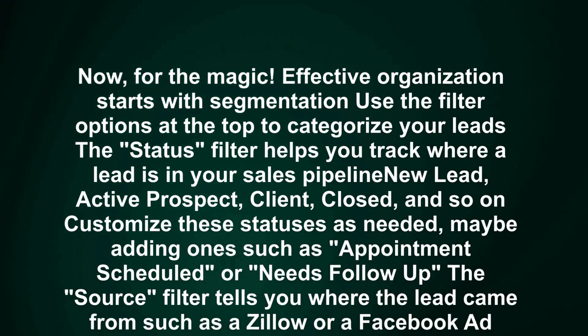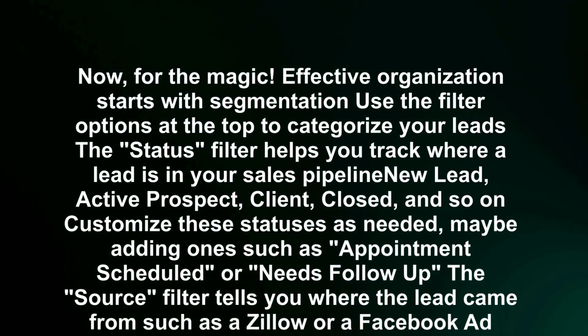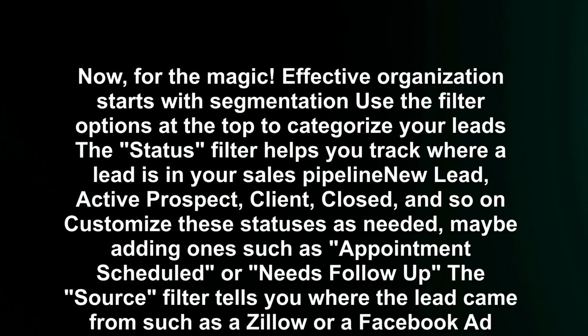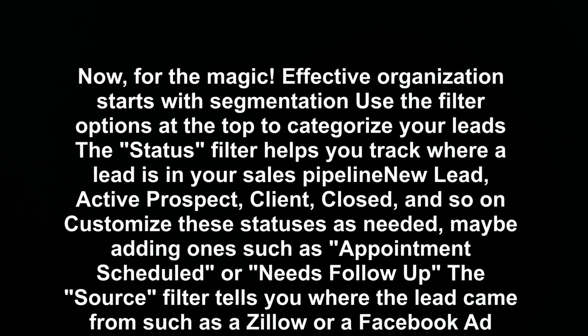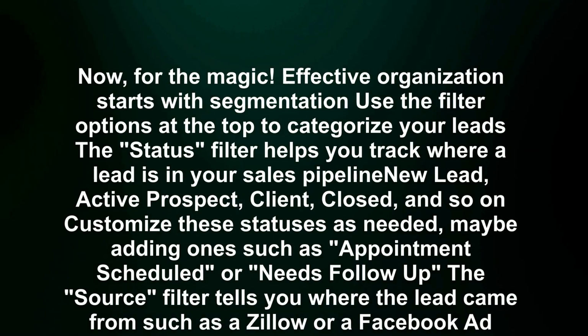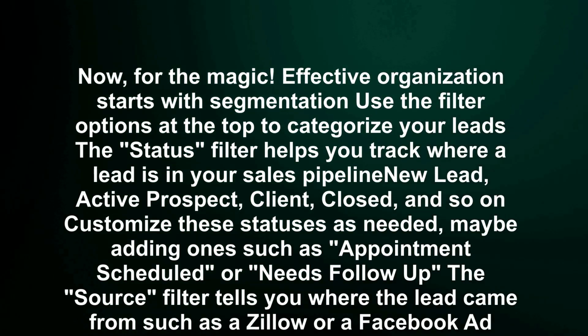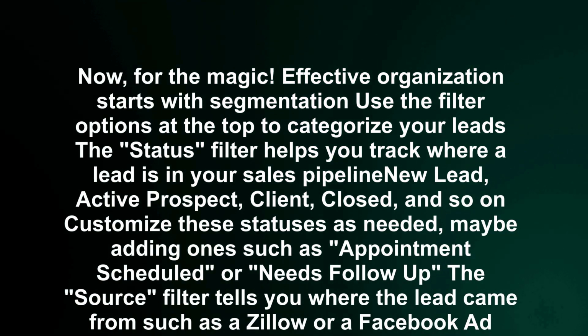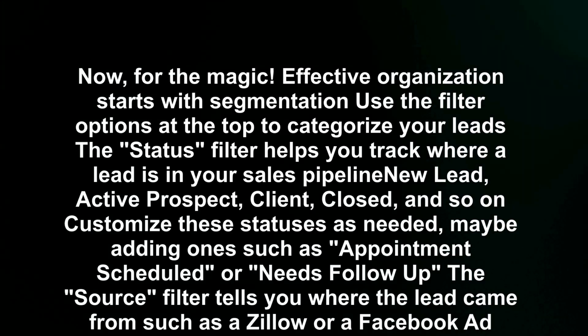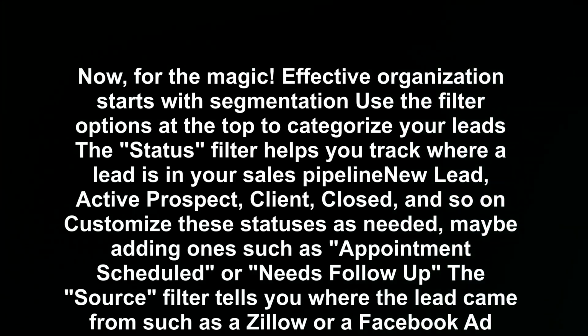Now, for the magic. Effective organization starts with segmentation. Use the filter options at the top to categorize your leads. The status filter helps you track where a lead is in your sales pipeline: new lead, active prospect, client, closed, and so on. Customize these statuses as needed, maybe adding ones such as appointment scheduled or needs follow-up. The source filter tells you where the lead came from, such as Zillow or a Facebook ad.